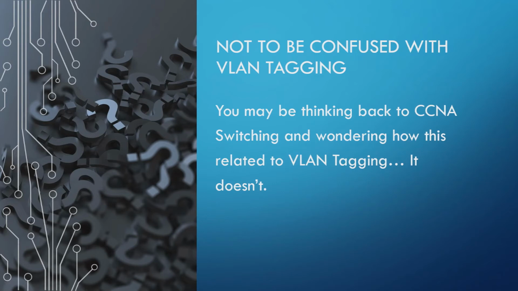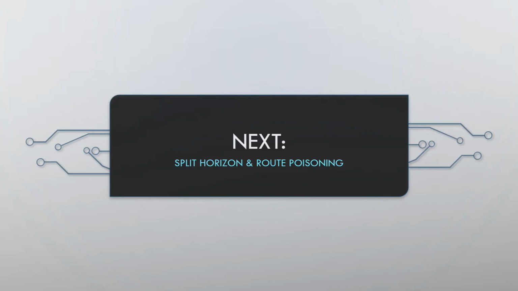Now, when you heard tagging, you may have instantly thought, hey, I've covered that before. I remember back to when I did CCNA, we had VLAN tagging, VLAN tags, right? That's not what it's referring to here, so don't get confused with that. That's at a layer 2 level, and is not what they're talking about here with the routing loops. Okay? So that covers the first two, being the filtering and the tagging. And then next we'll move into split horizon and route poisoning.